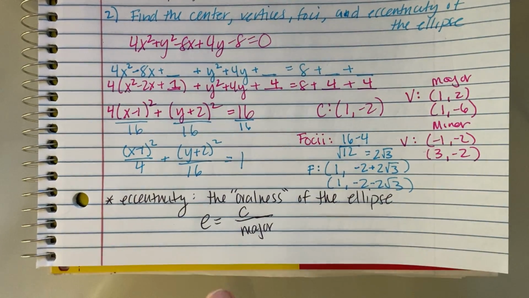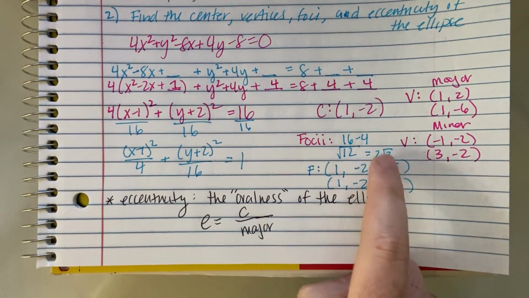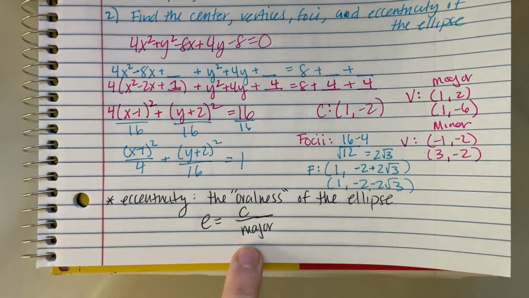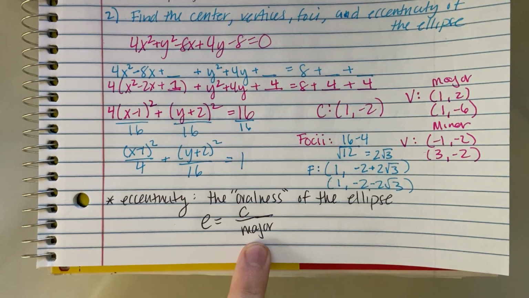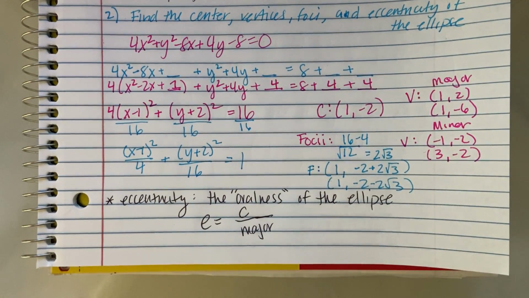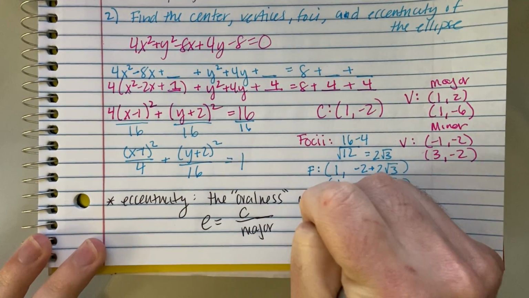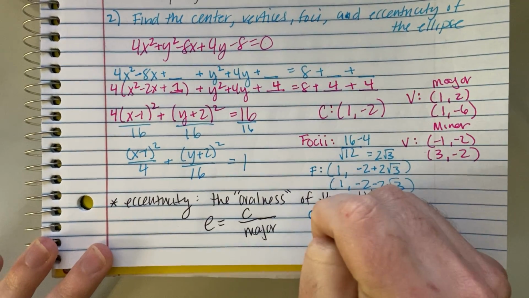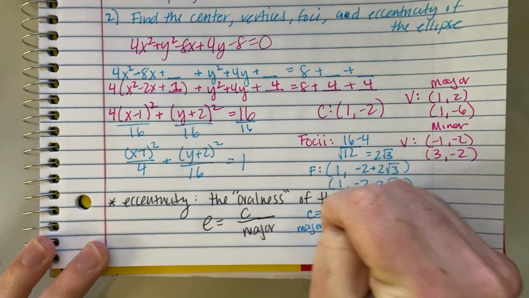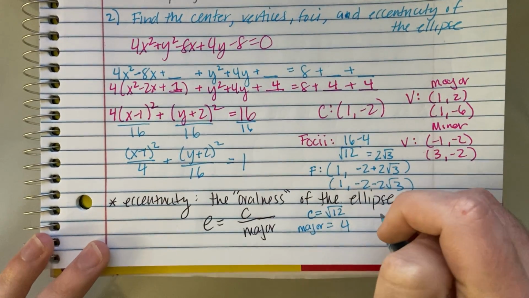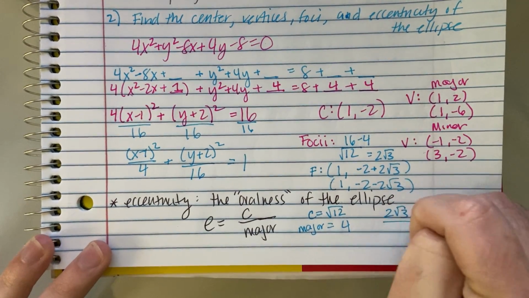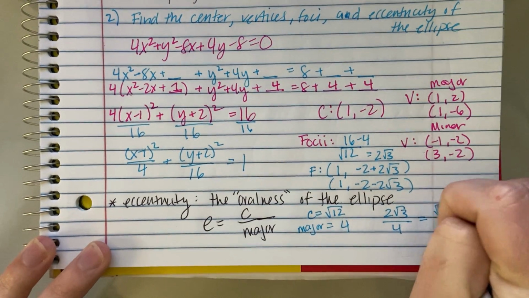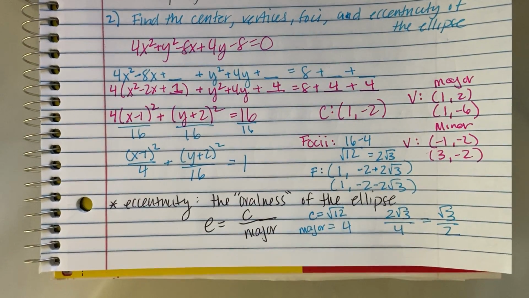Now, to find the eccentricity, the last thing, it's the ovalness of the ellipse. It's how oblong looking the ellipse is. And it's c, which we get by doing 16 minus 4, divided by the length of the major axis. Now remember, you have to take the square root. So it's the square root of 12 divided by the square root of 16. So c is the square root of 12. The major axis is the length of that 4. So that's 2 root 3 over 4, which gets reduced to root 3 over 2. So this is the eccentricity.